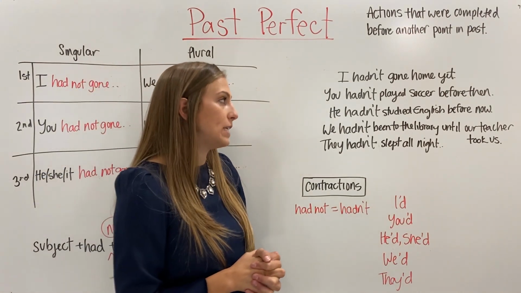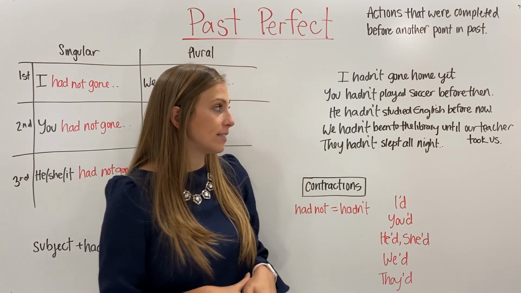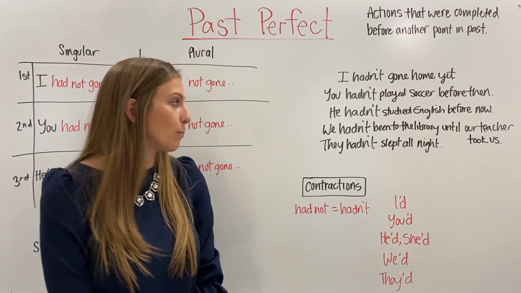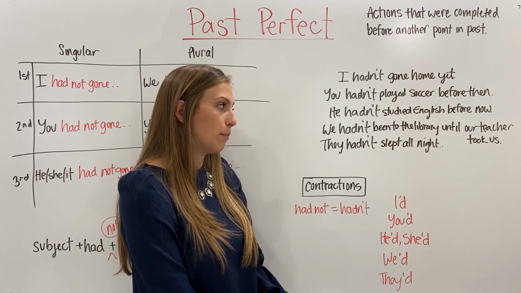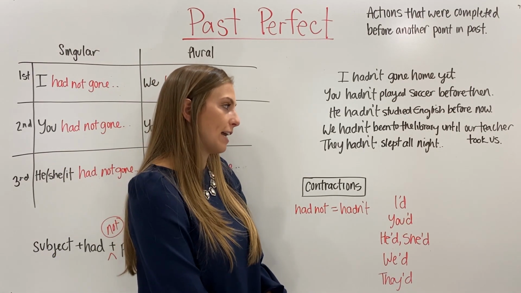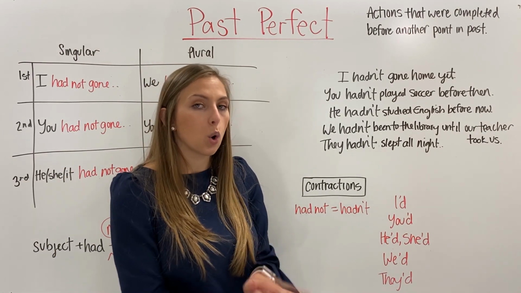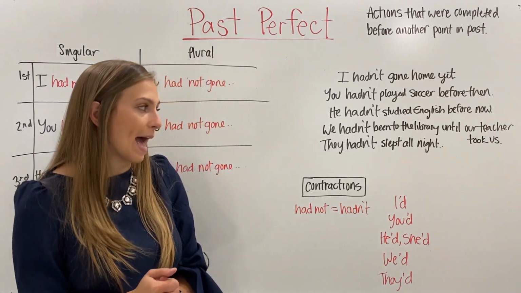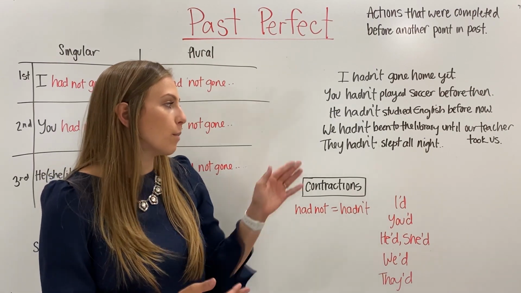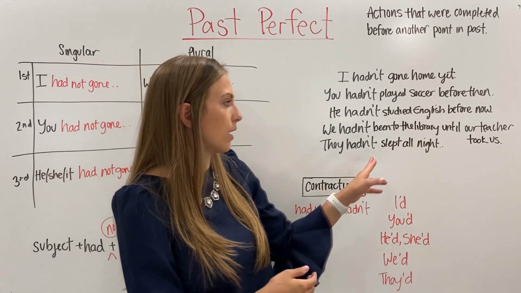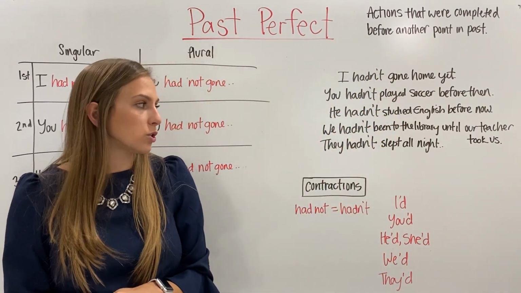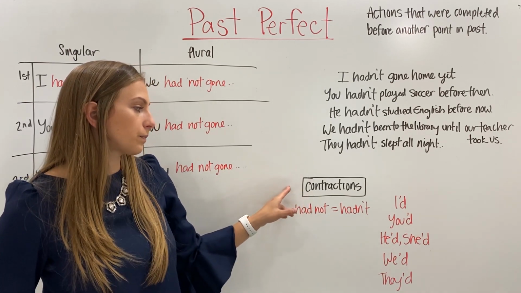So, some examples. I hadn't gone home yet. You hadn't played soccer before then. He hadn't studied English before now. We hadn't been to the library until our teacher took us. They hadn't slept all night. All right, as you can see, we always use our subject, then we use had, then we use our negative, and then our past participle. Most of these are regular. There's a couple that are irregular. Slept, gone, and been.